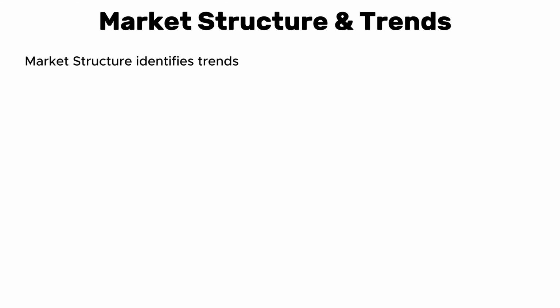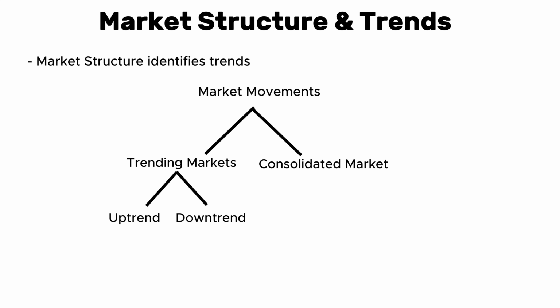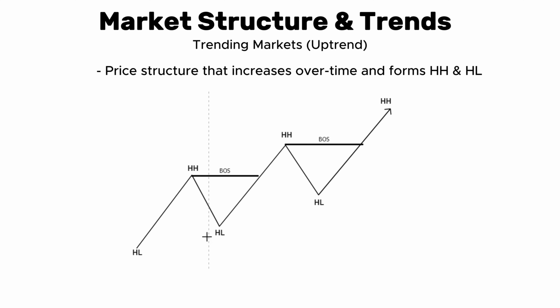The first more complex and important concept we need to master is market structure and trends. Market structure is a concept of identifying the two types of market movements. There are trending markets, which are the uptrend and the downtrend, and the other type of market movement is the consolidation. Starting from the trending markets, the uptrend is a price structure that increases over time. This is often known as a higher high and higher low formation.